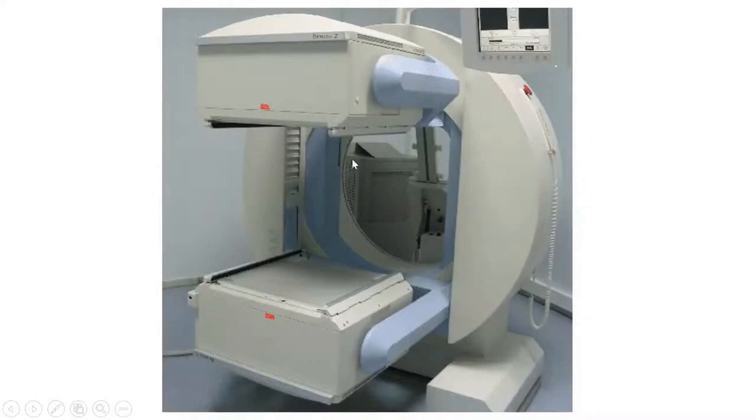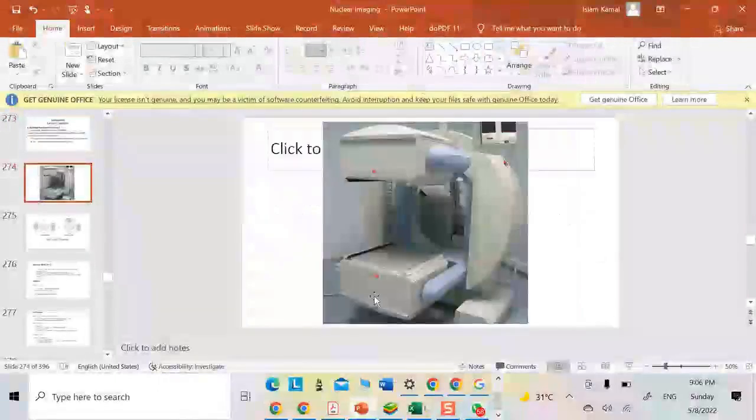The idea behind the dual head is that it saves time during imaging. When you take images like a whole body scan, you need to capture both anterior and posterior views, so you start moving the anterior camera to take images, while at the same time, the posterior camera is capturing images. This way, you save time for the patient instead of having them sit for the anterior view and then moving to take the posterior view.